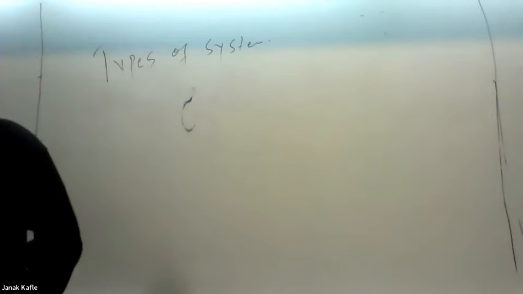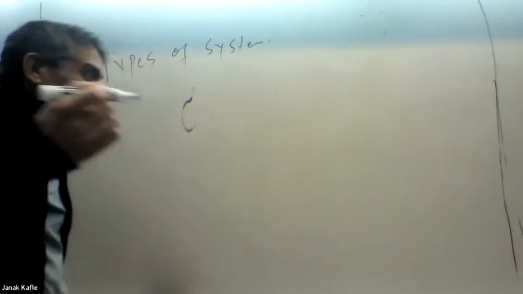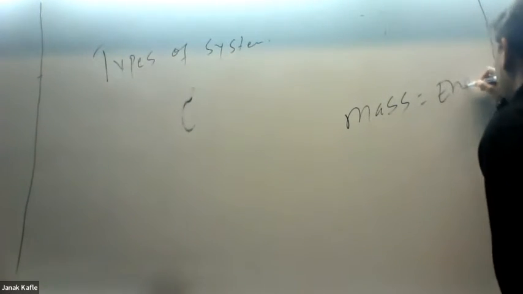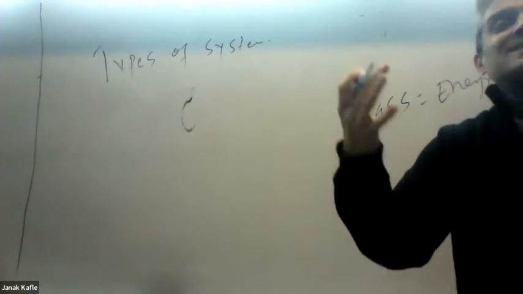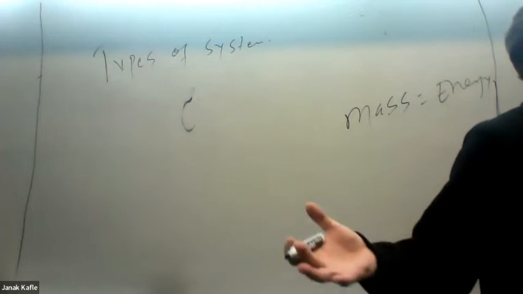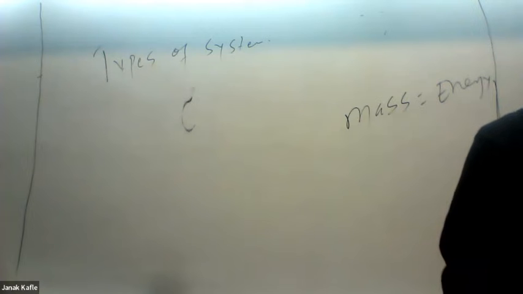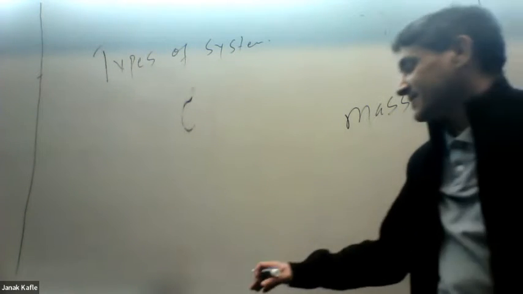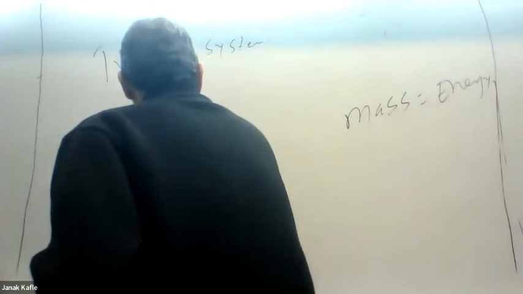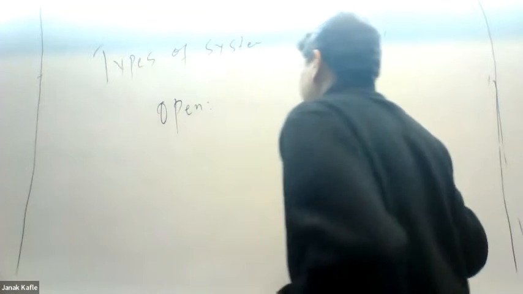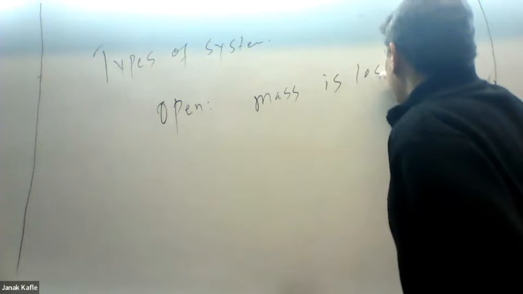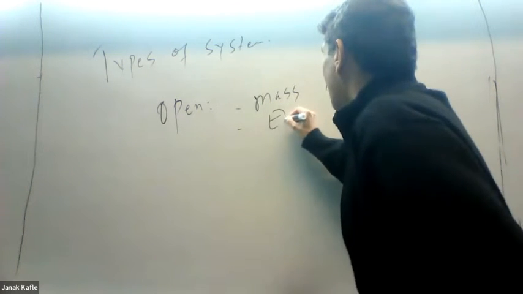If mass is being lost, mass is equivalent to energy. There is no difference between energy and mass in physics, chemistry, or engineering. If you think about mass, it's immediately the energy. Make sense? So if mass is being lost, energy is being lost. So in this case, open system: mass is lost from the system, and when the mass is lost, energy is also lost.